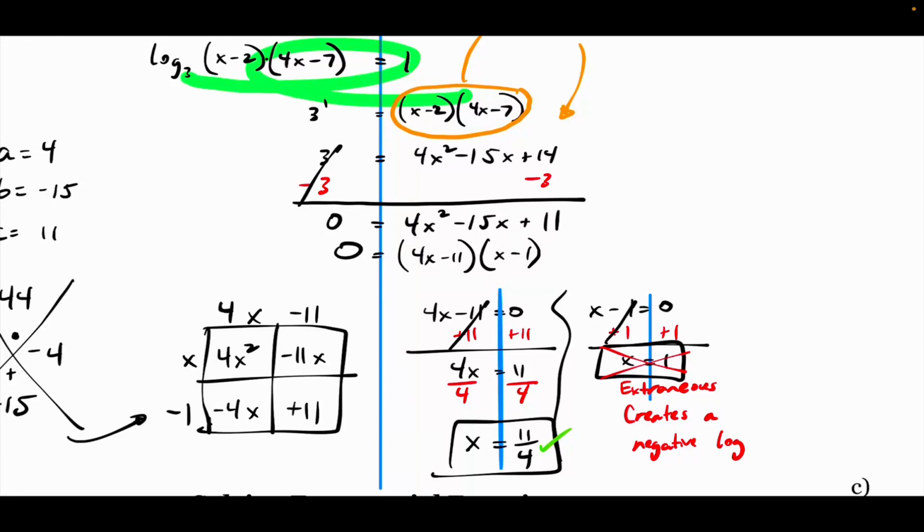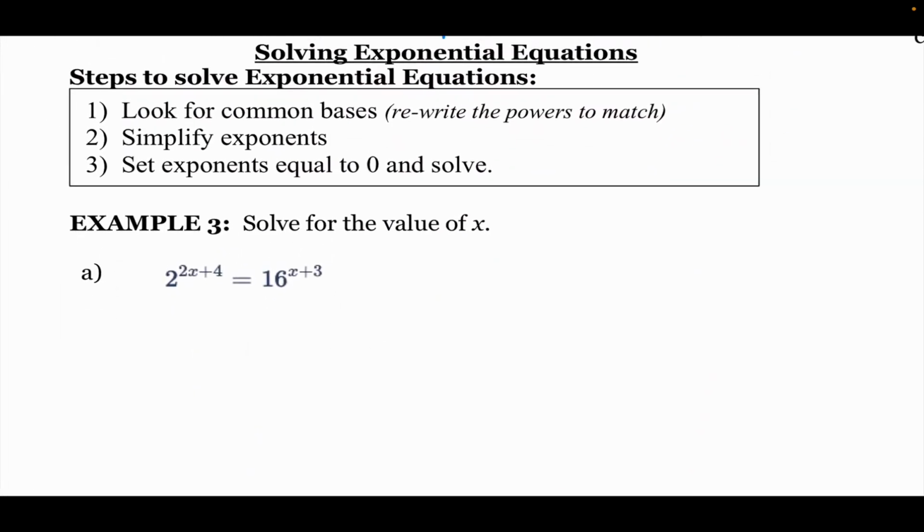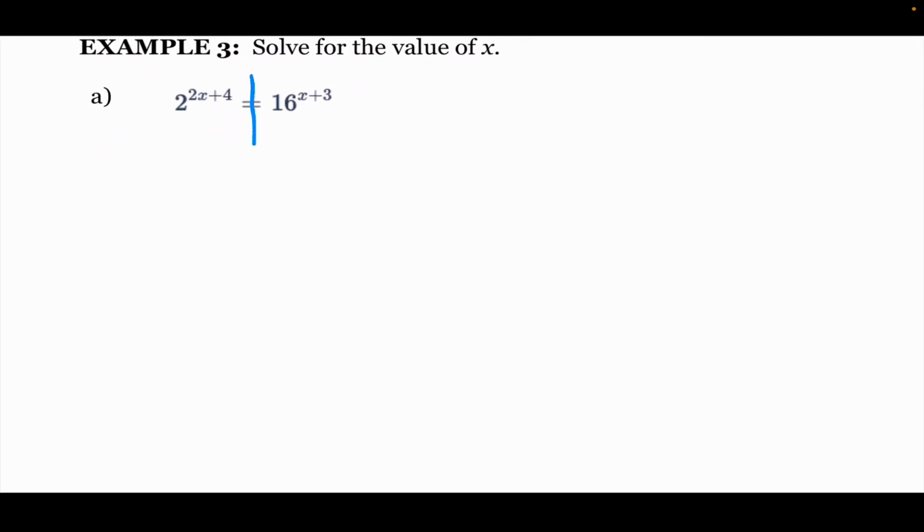Okay, so that's what we do if you have logs in your equations. Now look at the last set. There's an equal sign, but there's no logs, right? So I can't use the same steps. What do? Well, I'm going to show you what steps to do. First thing we do, draw a line down the middle. When I don't have logs, this is what I got to do.